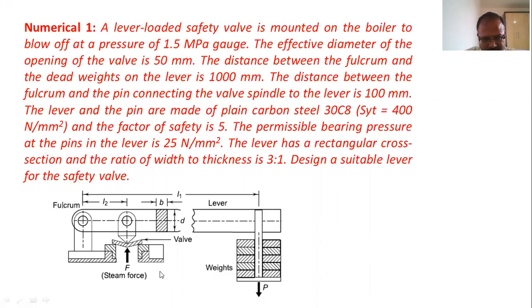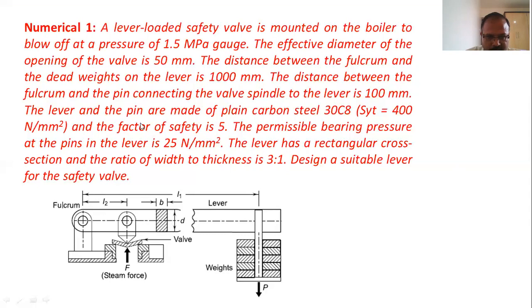But if the pressure inside the boiler exceeds the forces which are acting at the effort end, then this force will become more and it will try to lift the valve. The valve will open and the excess steam will go out. Once the pressure inside the boiler drops, then automatically the weight will exert a larger force than this force and it will come down. In this way, it operates.